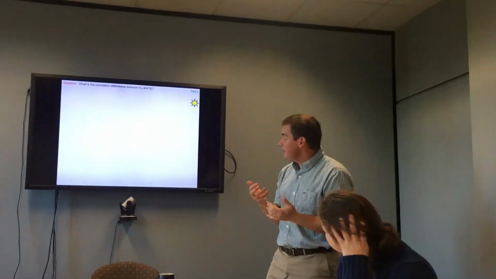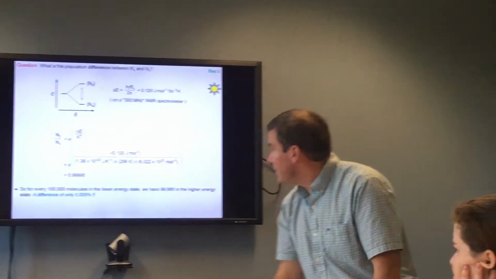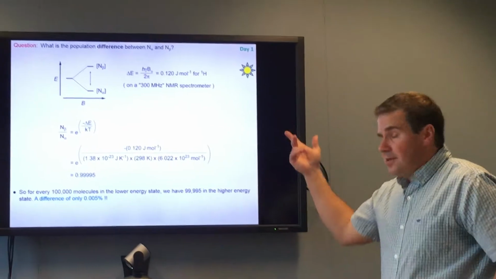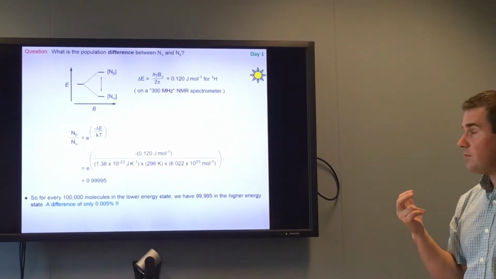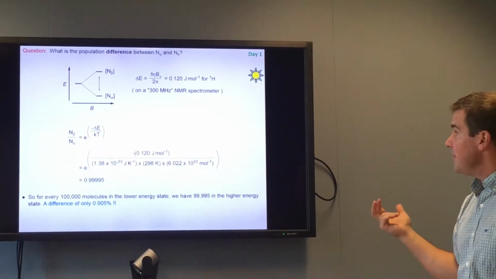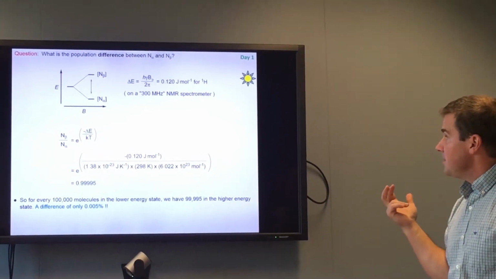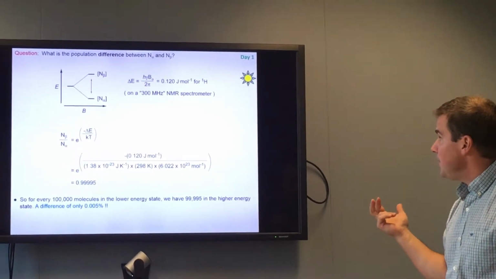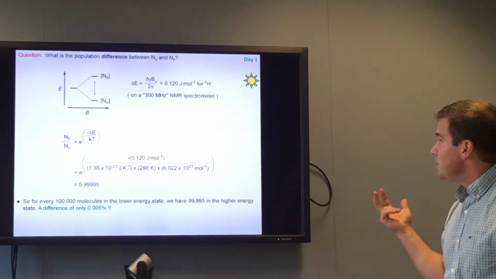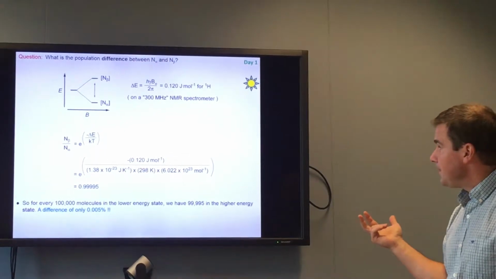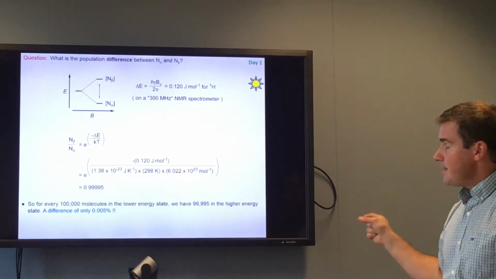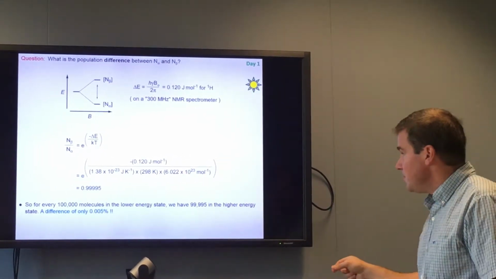Nuclei in the alpha state and the number of nuclei in the beta state. Well, again, we've got our splitting diagram. We know our energy relationship to the applied magnetic field: delta E is equal to h gamma B0 over 2 pi. We know that delta E is 0.120 joules per mole for a proton. We can take that energy and plug it into the Boltzmann distribution.